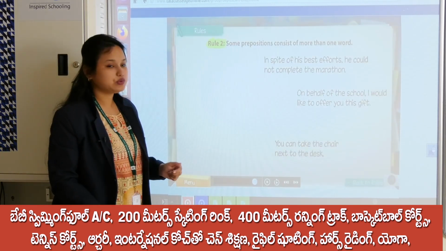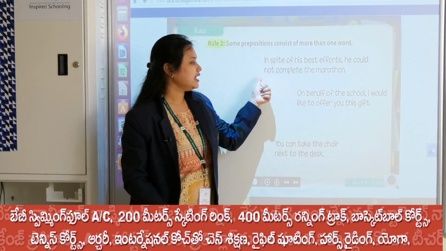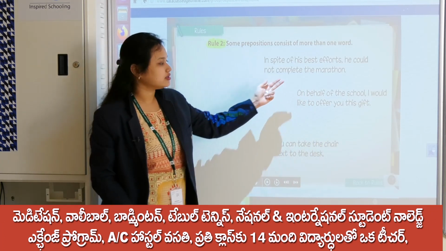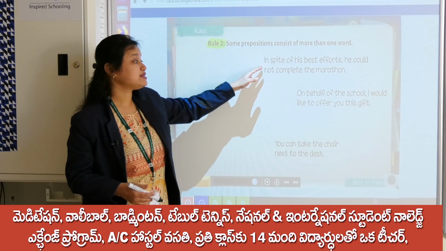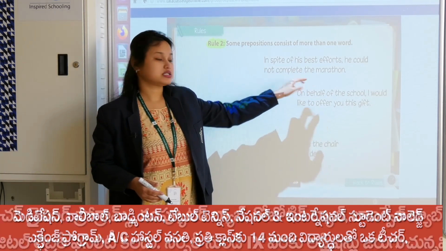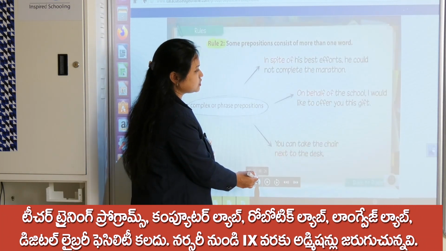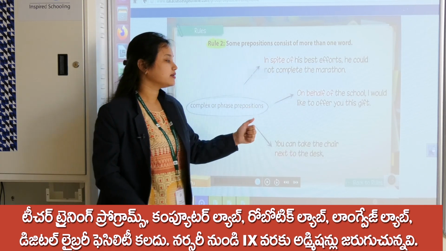Here, if you see, "In spite of his best efforts, he could not complete the marathon." A marathon is a kind of running race. So in spite of his best efforts, what is the preposition? In spite of. Multiple words again.